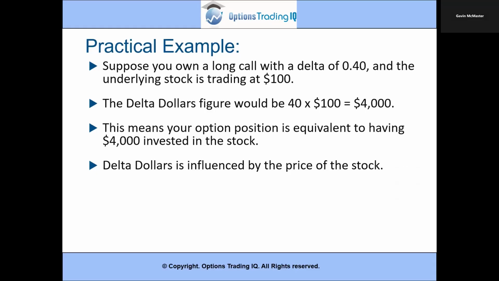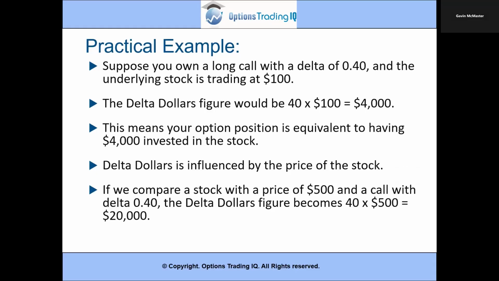Delta dollars is heavily influenced by the price of the stock. If we compare a stock with a price of 500, and we again look at a call with a delta of 40, the delta dollars figure becomes 40 times 500 equals 20,000. So in this case, we're still taking the 40, which is the delta, but instead of multiplying it by 100, we're multiplying it by 500, and that gives us a $20,000 delta dollar figure, and that is a much bigger exposure than the 4,000 in the previous example.